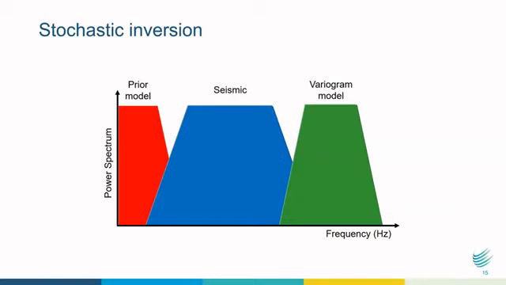So recovery of high frequencies occurs only in case of using stochastic inversion. It happens due to variogram modeling and statistical analysis. So I will give you more details a little bit later.